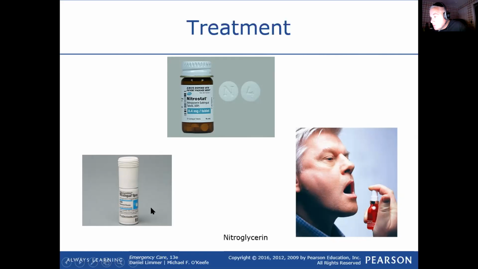So depending on the person's insurance, they may only get this. If they have Medicaid, they'll probably get this. But if they have regular insurance, they may only get this. So now, how does nitroglycerin work?